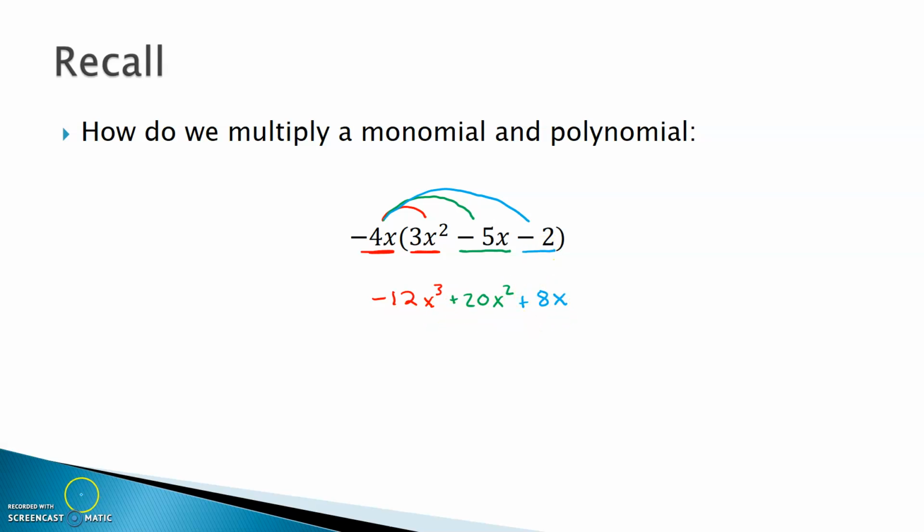And that's pretty much it, because I can't combine any of these because they're different terms. This is x to the first, x to the second, x to the third. Those are all three different types of terms, so they are not alike. And that was pretty much it. Okay, so again, that was a monomial times a polynomial.